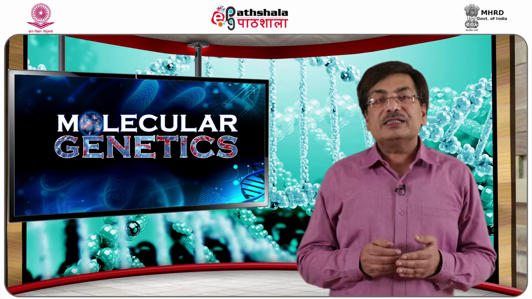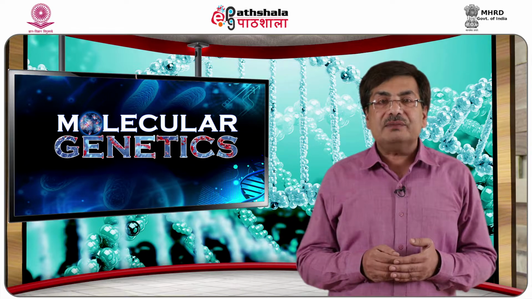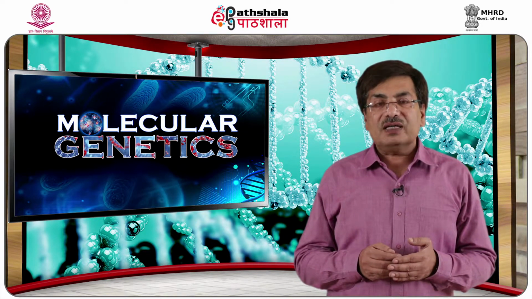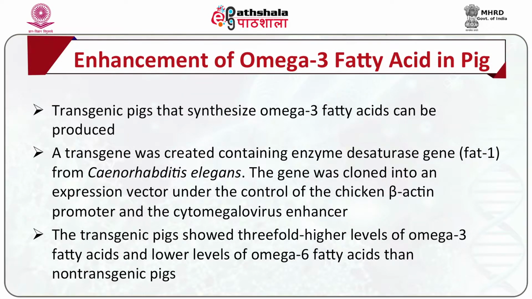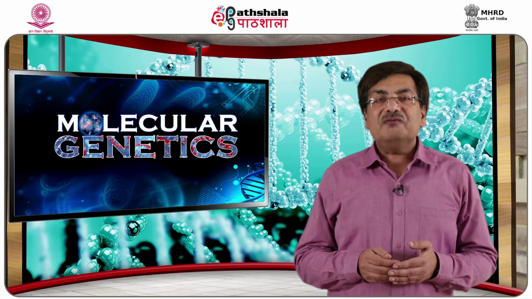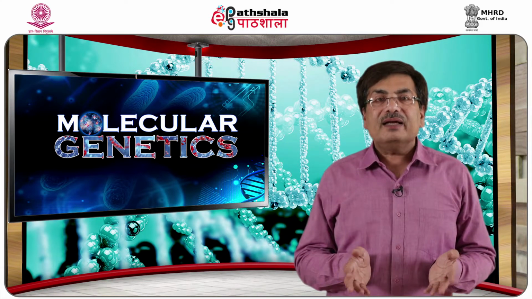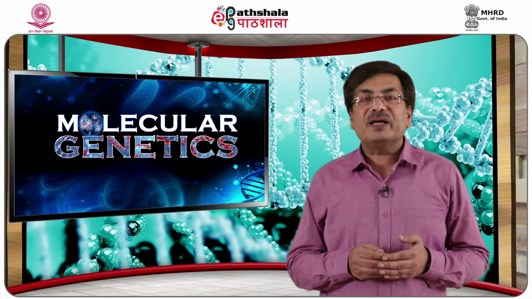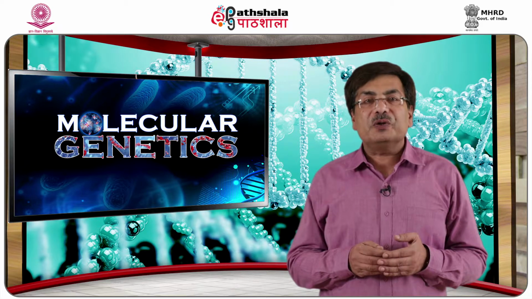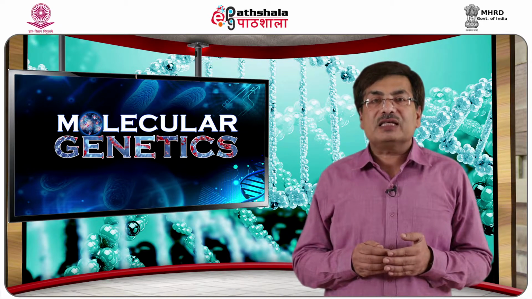The roundworm Caenorhabditis elegans produce an enzyme desaturase that converts omega 6 fatty acids to the omega 3 fatty acids. A transgene was created containing enzyme desaturase gene, that is fat A, from Caenorhabditis elegans. The gene was cloned into an expression vector. Fetal pig fibroblasts were transfected and cultured. The cultured cells that produce higher level of omega 3 fatty acids were used to produce transgenic pigs by nuclear transfer.